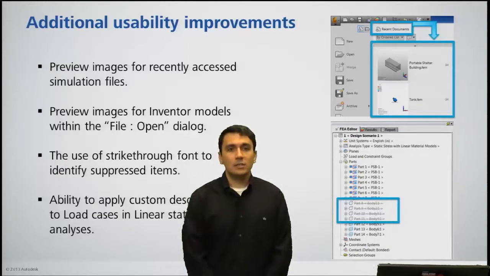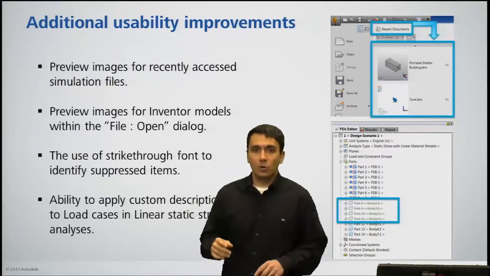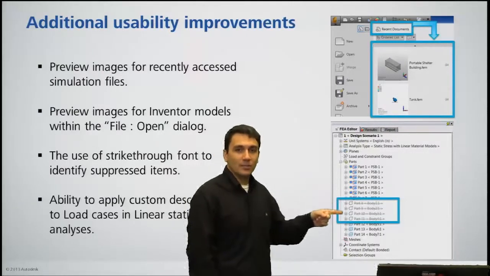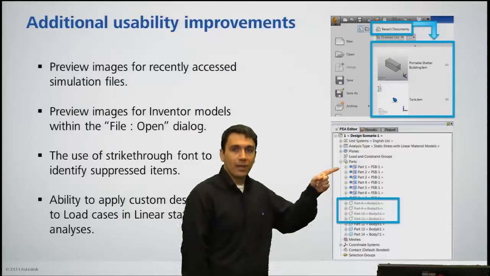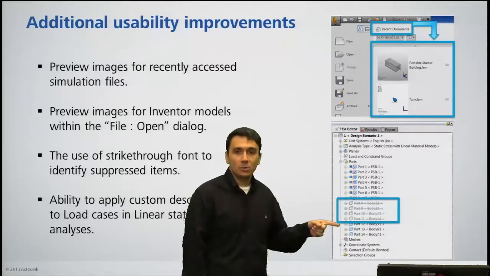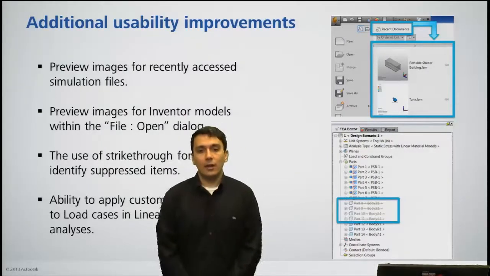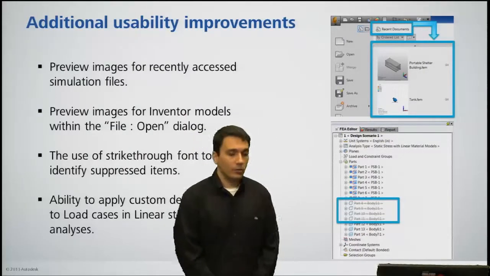The next one is the use of strike-through fonts. So over here, we have the list of parts that you have imported from your CAD geometry. And if you suppress a certain part, we now use a strike-through font for that part, which lets you easily identify that part in the list of your objects.